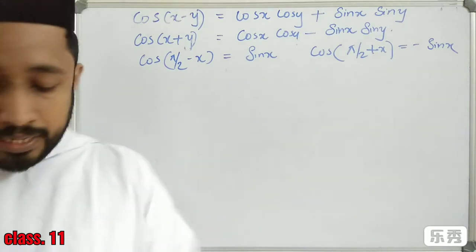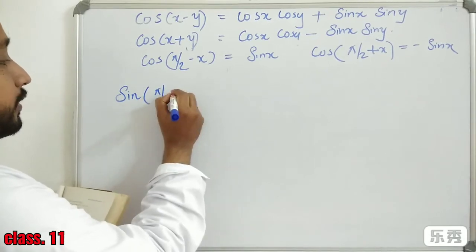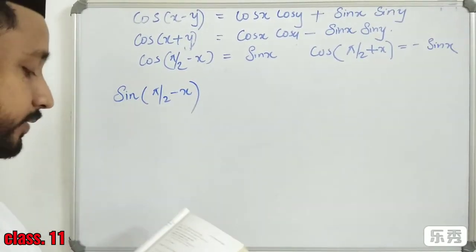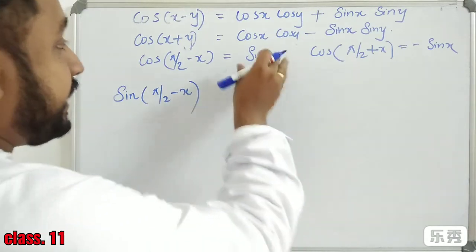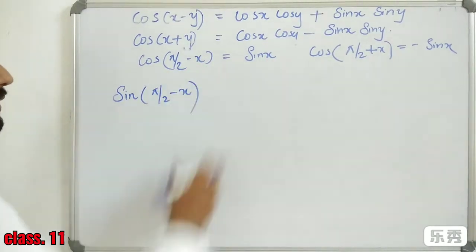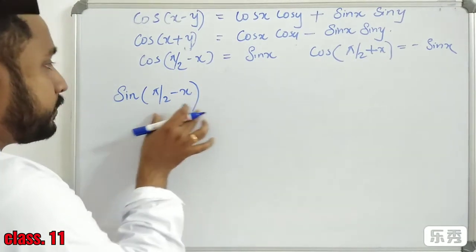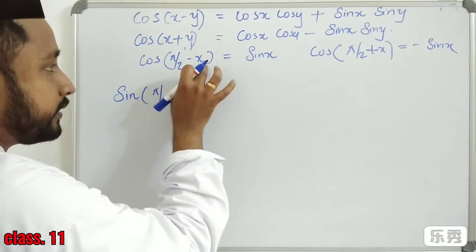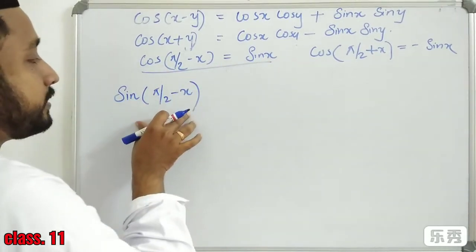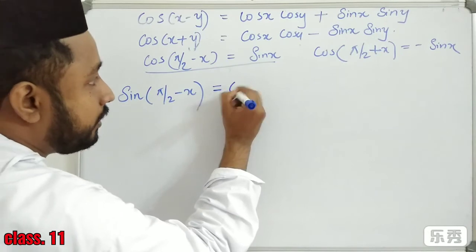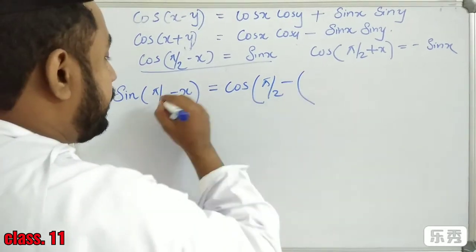Now let us study sin(π/2 − x). Next formula, sin(π/2 − x). We know sin x is equal to cos(π/2 − x). So for sin(π/2 − x), in this equation, sin(π/2 − x) is equal to, let us check, cos(π/2 − (π/2 − x)).